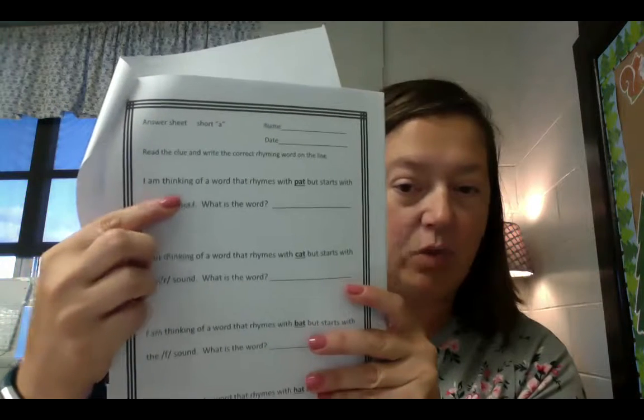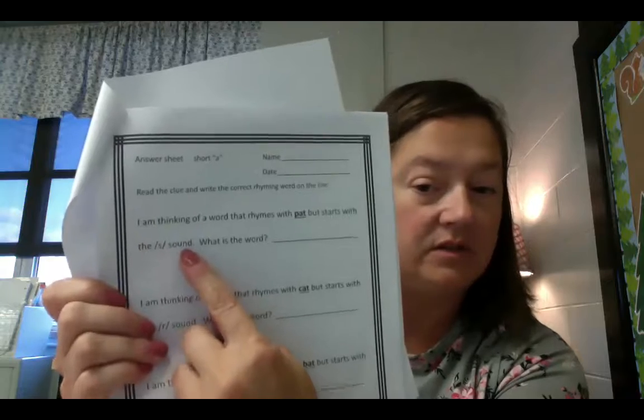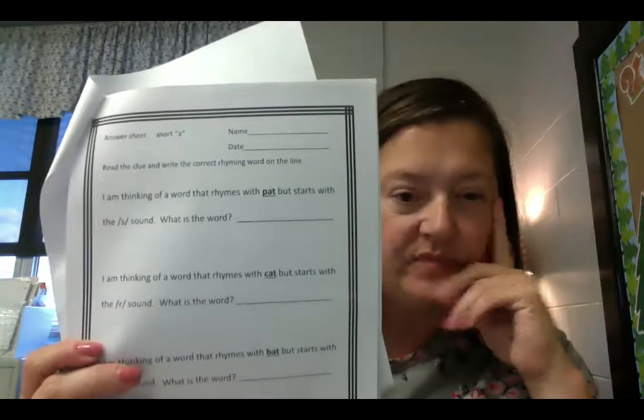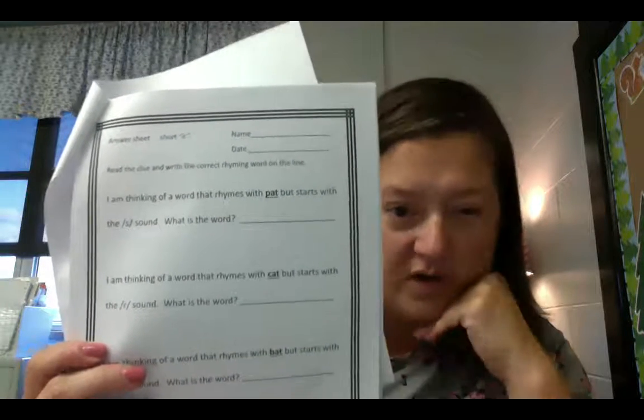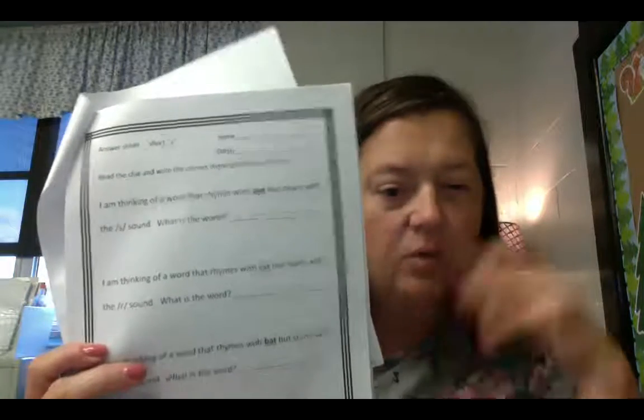The first one says, and they're all like this, the first one says, I am thinking of a word that rhymes with pat, but starts with the S sound. So it says, what is the word? So you're going to think about the word pat and a word that rhymes with pat but starts with S. What word could that be?